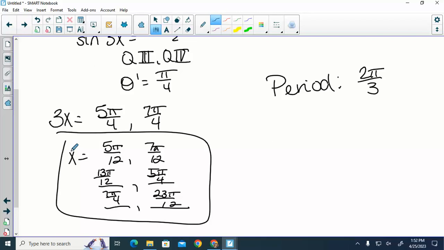Does everybody understand when you have to get double or triple solutions like that, and you understand how I'm getting them? Okay.